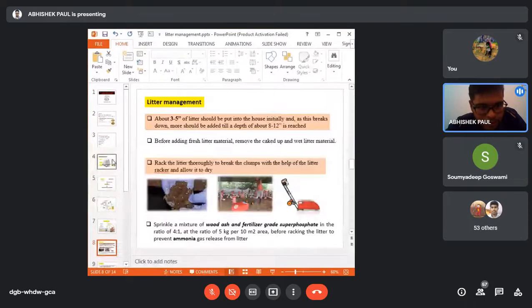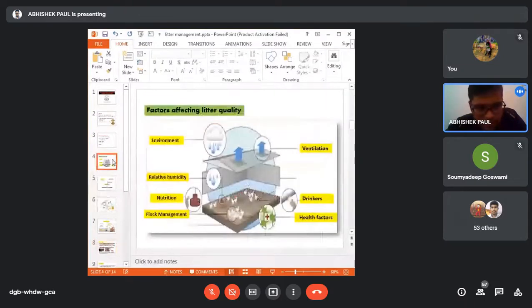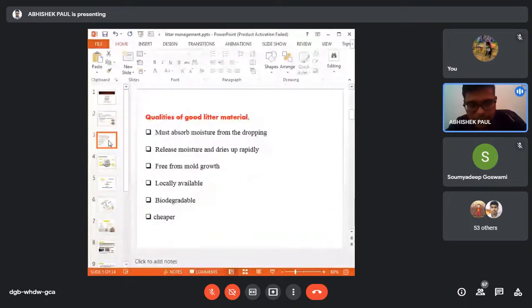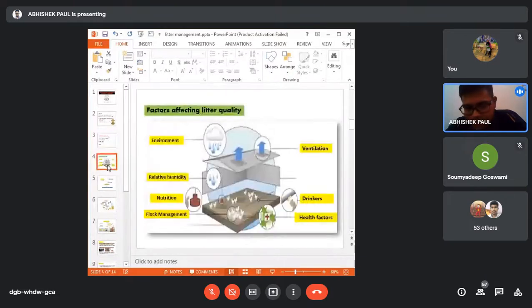So for the importance of litter material, you please go through once: what is litter, then the examples of litter material, then the qualities of good litter material. You please try to remember: absorbent, free from fungal growth, it should be locally available, and it should be cheaper. Then what are the different factors affecting the litter quality?